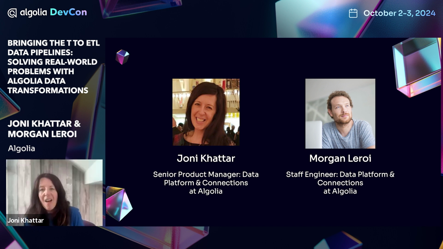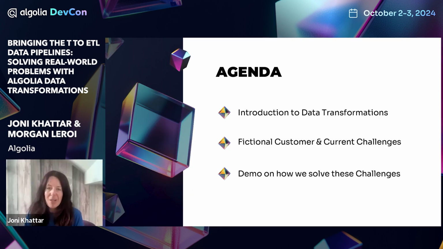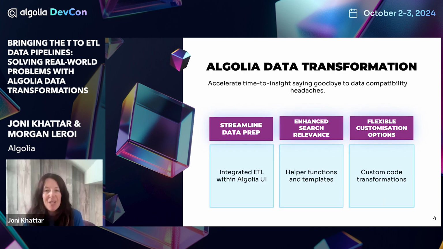Awesome. Thanks, Morgan. So today we will discuss what is data transformation in Algolia, what problems it solves for, and take a look at a fictional customer and their current challenges and how we can solve those challenges with the data transformation features. Many users face challenges in formatting the data optimally for Algolia, which can slow down implementation and limit the use of advanced features. We've observed that most customers need to transform their data in some way before ingestion, and some struggle to move past that point. The goal here is to reduce implementation time, enhance data quality, and enable easier access to Algolia's advanced features.